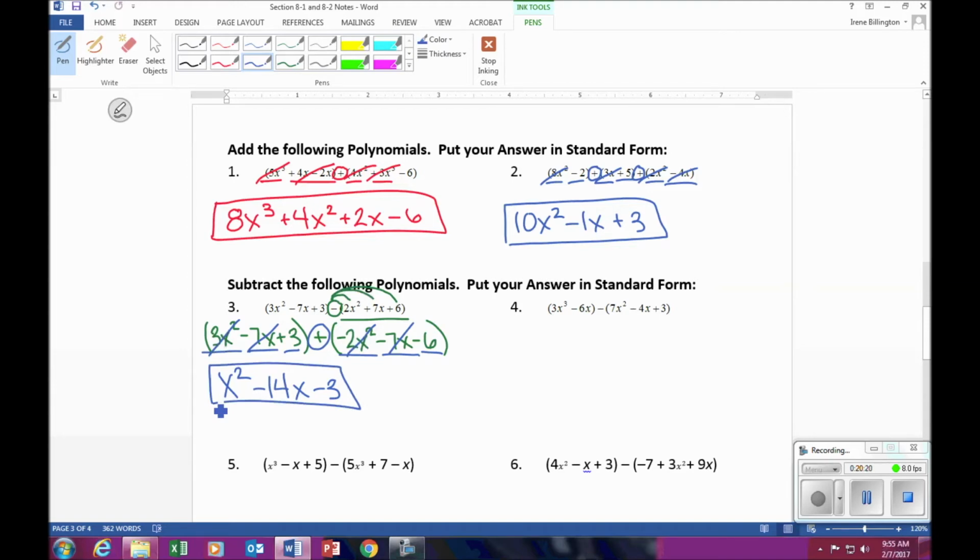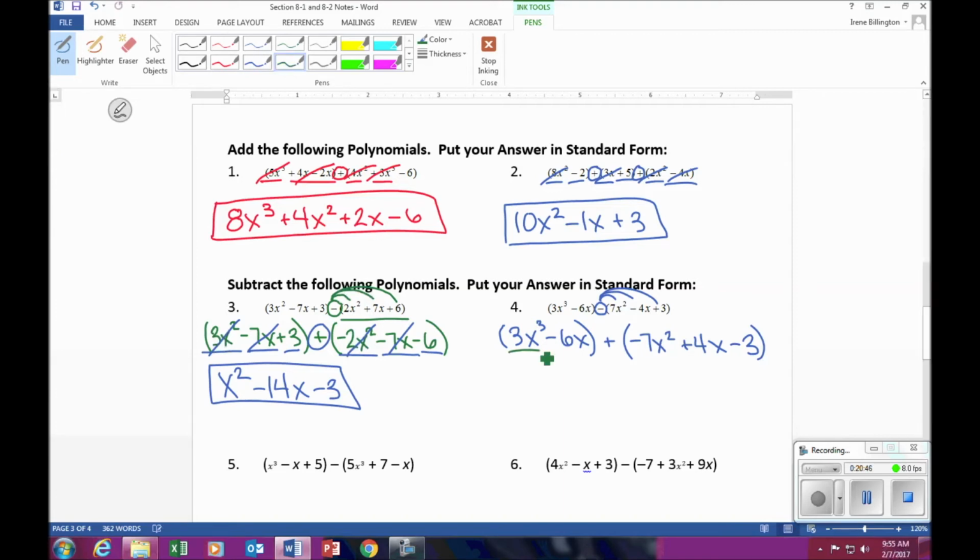Okay, example 4, very similar. We are subtracting, so we are subtracting all 3 terms in our second parenthesis, which means we're going to change this to an addition problem and change the sign of all 3 of those terms. So we're adding a negative 7x squared plus a 4x minus 3.